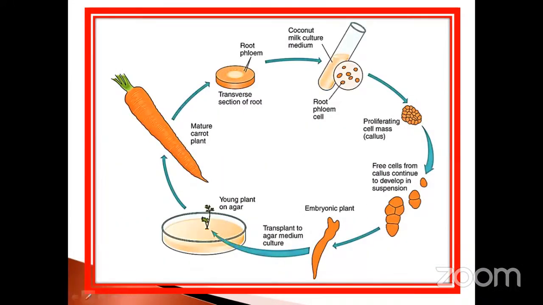During this period, what happened? See here, in this part, the embryonic plant further grows on an agar medium, isn't it? The transplant on agar medium culture. Here, the single cell, the embryonic plant, is nothing but a seed-like habit. Don't forget, my dear, seed habit. It will grow on agar medium. What happens automatically? This process is called morphogenesis.